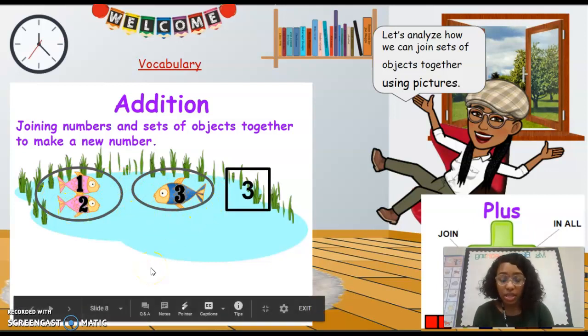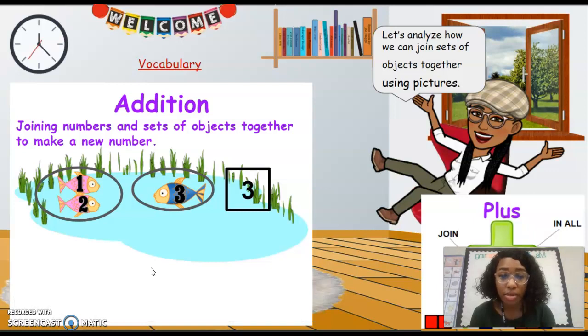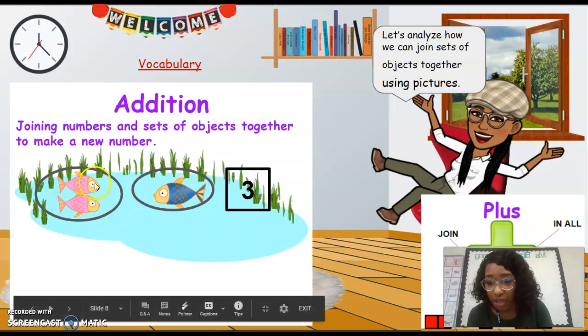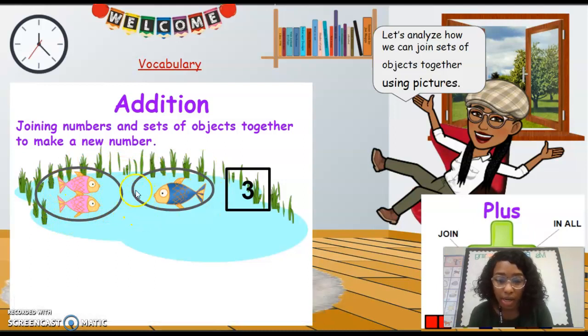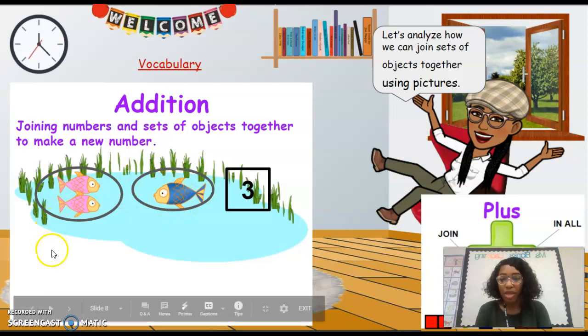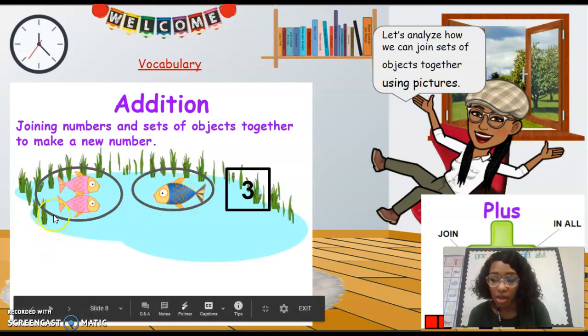Okay. Now Ms. Blanks is going to show you how to create a number sentence using these pictures. So I'm going to take those numbers off of the fish. And remember, when you're creating a number sentence, you always have to have 2 sets of objects, or 2 groups of objects. So what we have are our 2 pink fish, that's one group, and then our 1 blue fish, that's our other group.